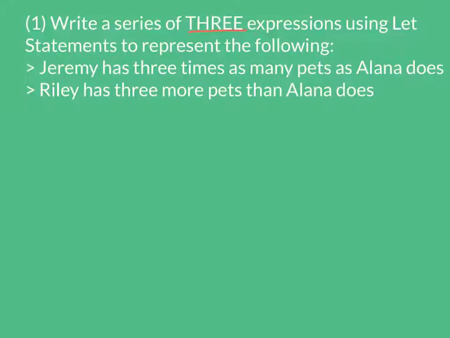So as always, we want to ask ourselves, what's the first thing that we don't know? Well, if Jeremy has 3 times as many as Alana does, we know we have to take Alana's and multiply it times 3. So therefore, we need to know Alana's first. So if I say that let P equal the number of pets Alana has, and then we know Jeremy has 3 times as many, so that of course is going to be 3P. Let 3P equal the number of pets Jeremy has.